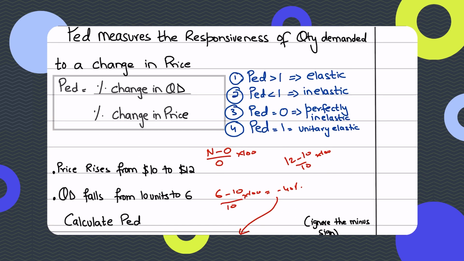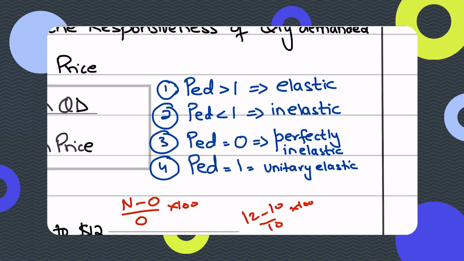And you see, guys, there are 4 types of elasticities that we will be studying, that are in your syllabus. PED being greater than 1, and whenever the PED is greater than 1, demand is elastic. Whenever the PED is less than 1, demand is inelastic. Whenever the PED is 0, the demand is perfectly inelastic, and whenever the PED is equal to 1, the demand is unitary elastic. And I'll explain what each of these means.